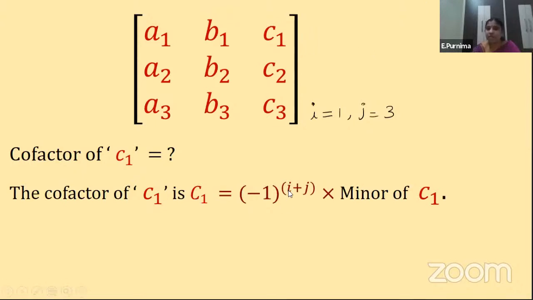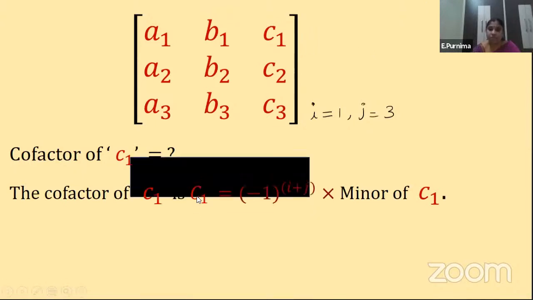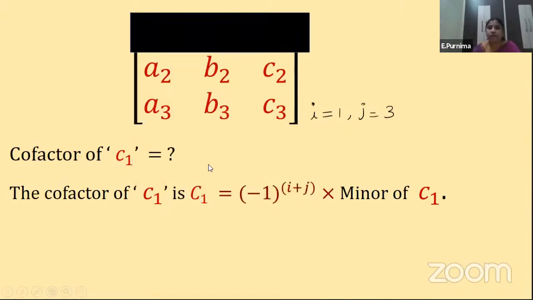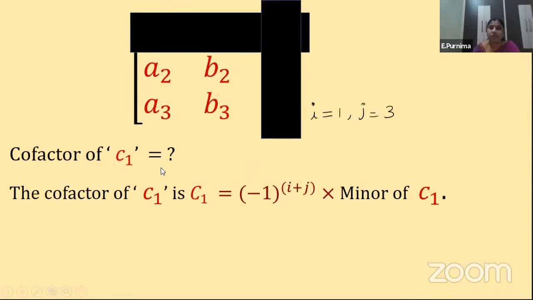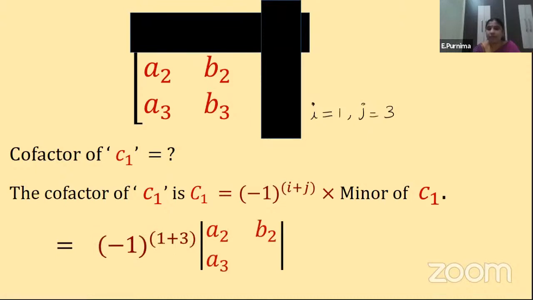How do we get it here? Minus 1 to the power of I plus J. So let us substitute that and find the minor. We are covering the first row and third column. Okay. Now let us find that cofactor: minus 1 to the power of 1 plus 3, times the determinant of A2, B2, A3, B3.